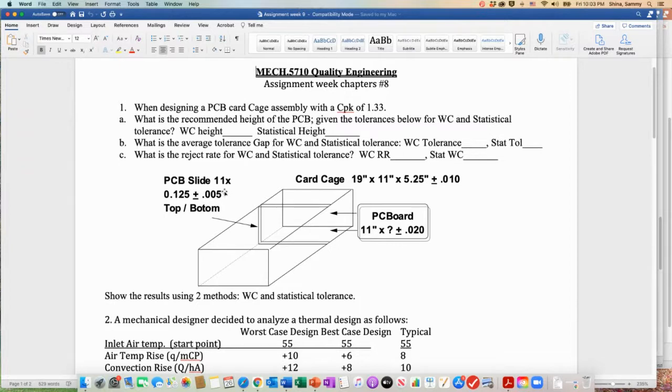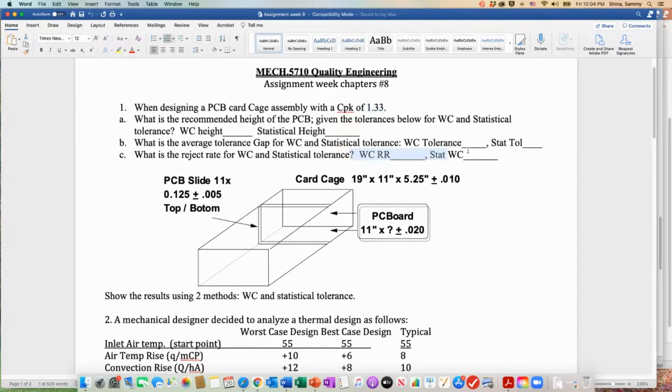One answer is very simple. Reject rate, we say CPK 1.33. So that's a 4 sigma design. So worst case reject rate is always 0 because everything is guaranteed to fit. Worst case in statistical tolerance analysis is the reject rate of 32 parts per million because it's only one-sided. So at least you can answer C with no problem.